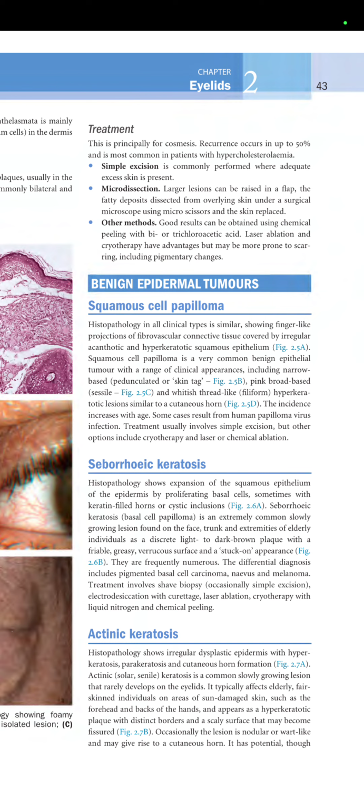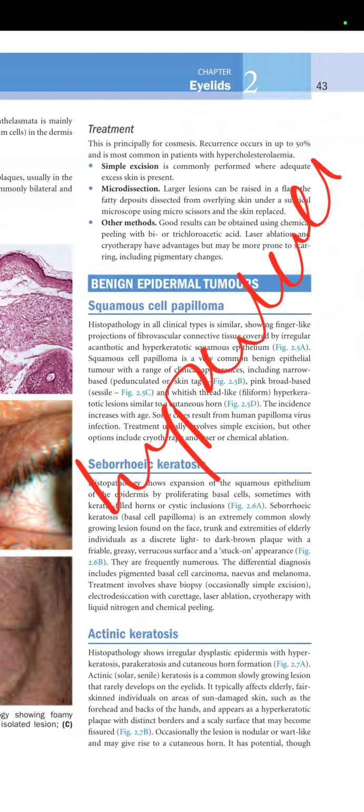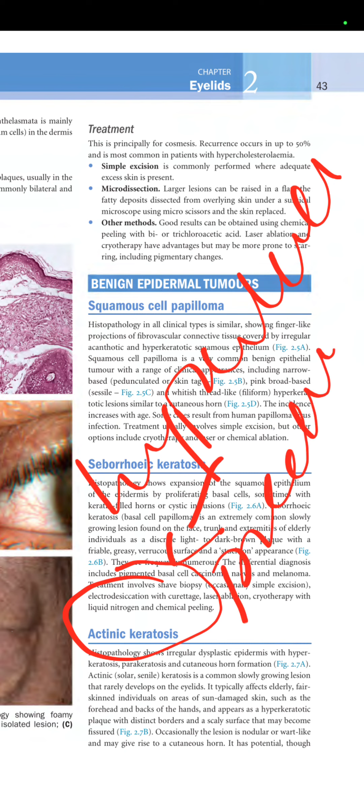So basically it is a hyperkeratotic lesion. You will see that the lesion is basically scaly. It will have a plaque-like formation, but it will have a distinct border. It is also very important, actinic keratosis, because it has a predisposition to squamous cell carcinoma.